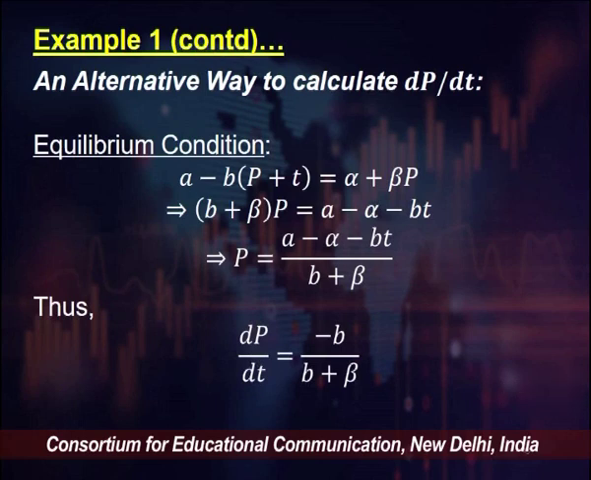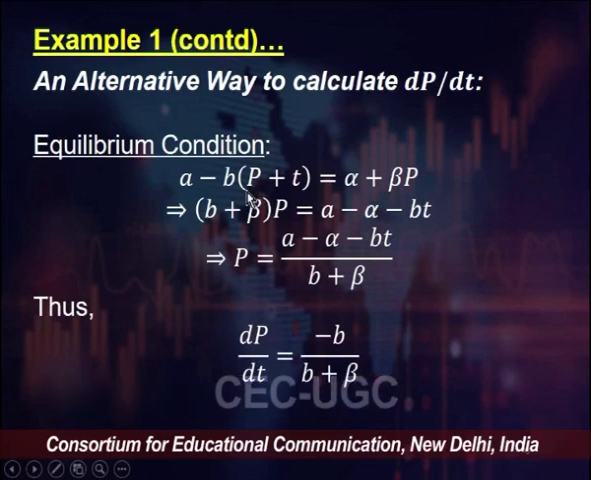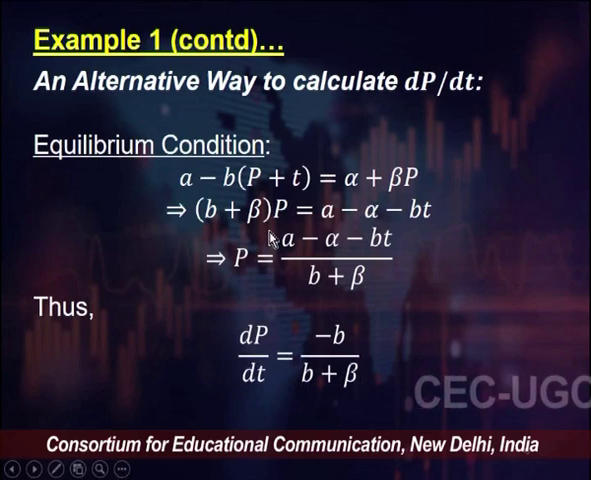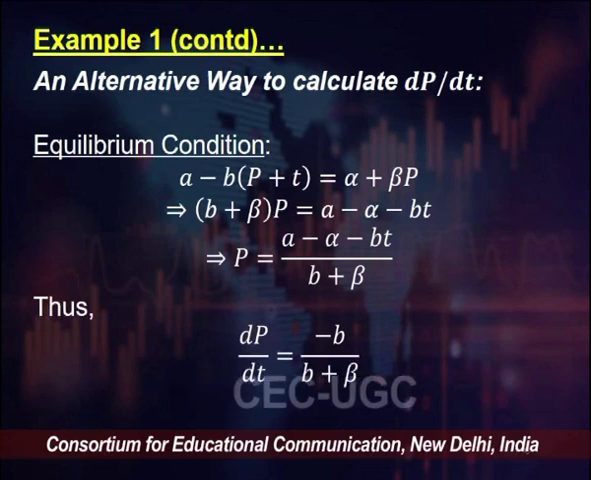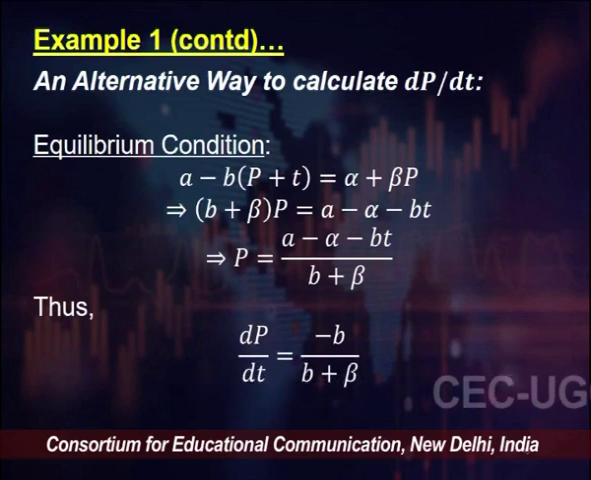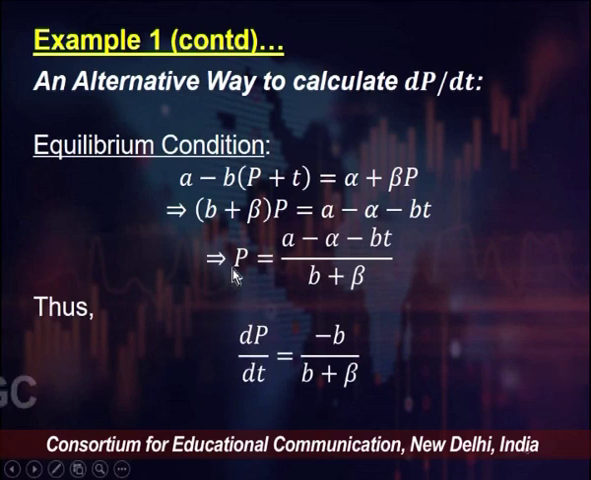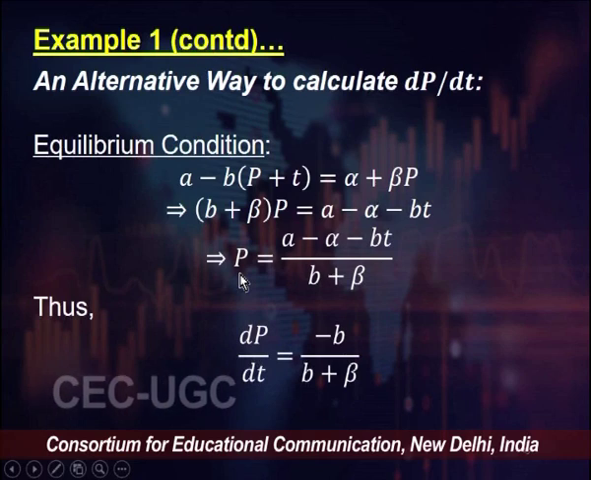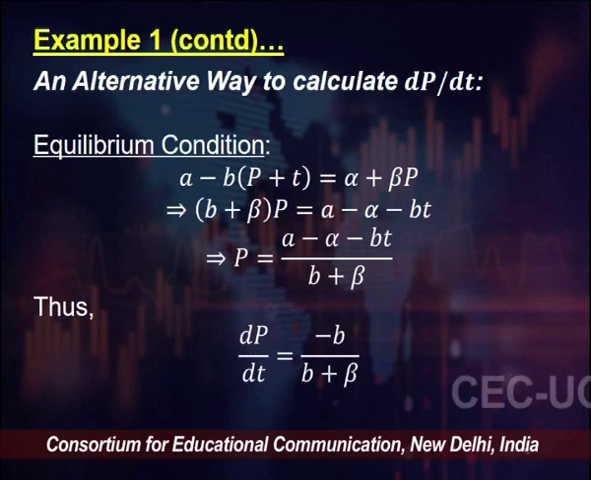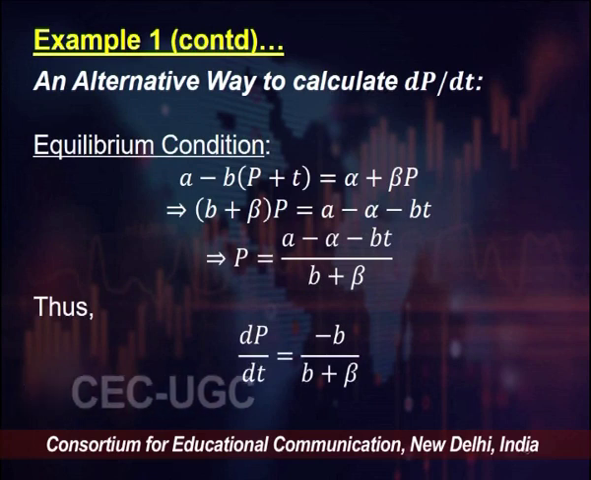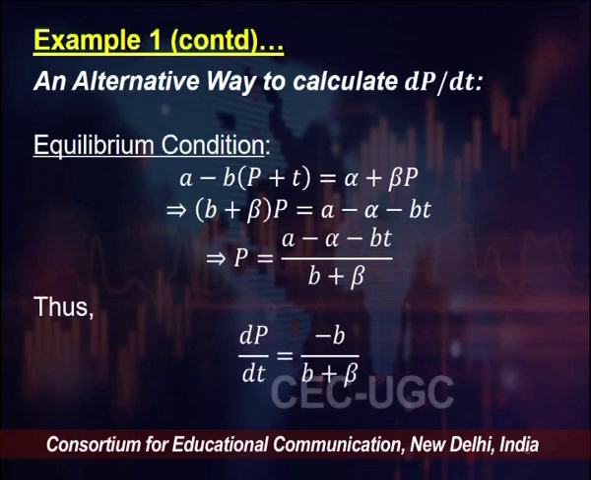In this framework, actually it is easier, because once you solve for P, you can see here, if I collect the terms containing P, I have B plus beta times P, which is equal to A minus alpha minus B times T. So, we have here that the equilibrium price is a function of T, and P is then given by A minus alpha minus B times T divided by B plus beta. So, dP by dt is equal to minus B upon B plus beta. It is exactly the same answer that we got through implicit differentiation.